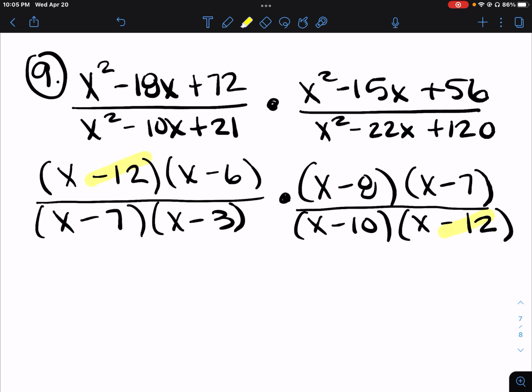Okay, now we look for what can divide out. X minus 12, X minus 7. Okay, so what you have left is your answer.